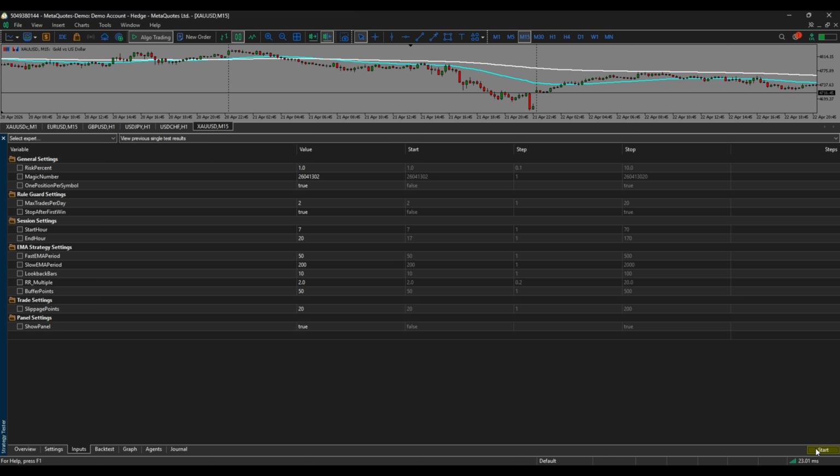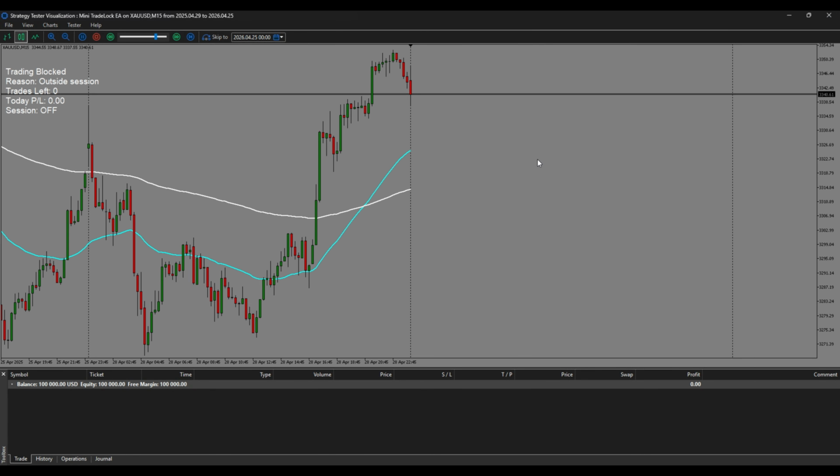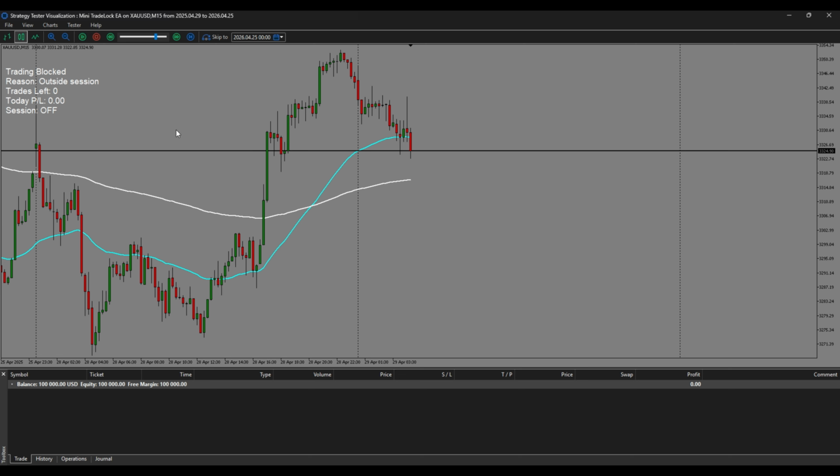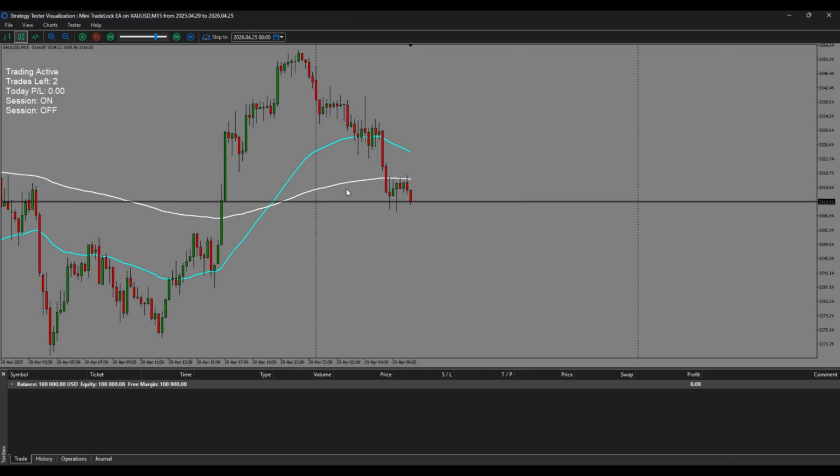Okay, so we can see that we are before 7 AM, so trading is blocked. It tells you the reason, because we are outside of the session, we have no trades, and so far we have made no profit or loss, and the session time, we're out of session time, so this tells us it's off. So now we have passed 7 AM, trading is active. We have 2 trades left for today. So far we haven't entered a trade yet. The session is on.